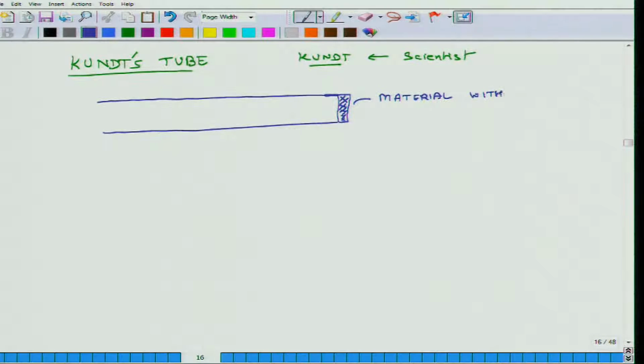with unknown impedance ZL. Let's say that impedance is ZL, but we do not know it, so we want to measure the value of that ZL. So you place that material at the end, and let's say this position is x equal to 0, and then you somehow figure out a way to measure this material impedance.